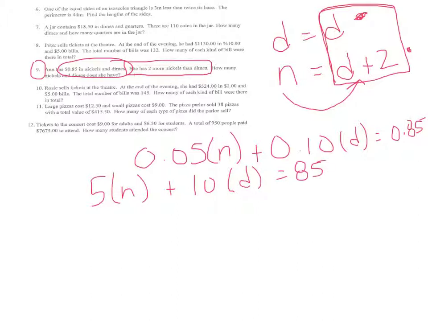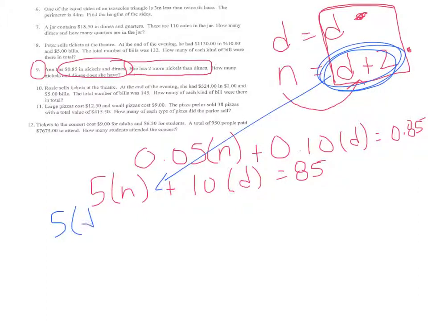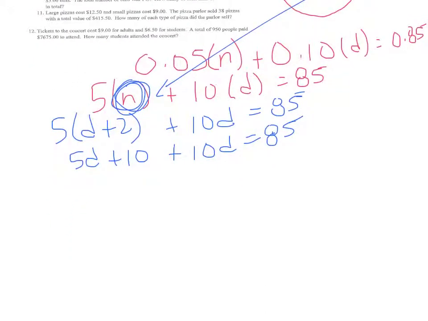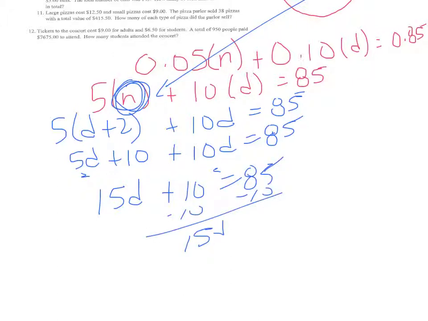So now I have this equation. I'm going to use this guy over there, so I go 5(d plus 2) plus 10d equals 85. Again, the amount of nickels you have is d plus 2. I'll use my distributive property to get 5d plus 10 plus 10d equals 85. I'm going to combine this to get 15d plus 10 equals 85. Subtract 10: 15d equals 75.